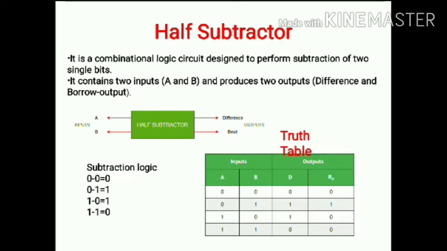In the second row, A equal to 0, B equal to 1. We cannot subtract 1 from 0, so a borrow must be needed. So difference is 1 and borrow is 1. In the third row, A is 1, B is 0. 1 minus 0 is 1, so there is no borrow. Put 0 for the borrow output. In the fourth row, 1 minus 1, that is A is 1, B is 1. So 1 minus 1 is equal to 0 and borrow is also 0.